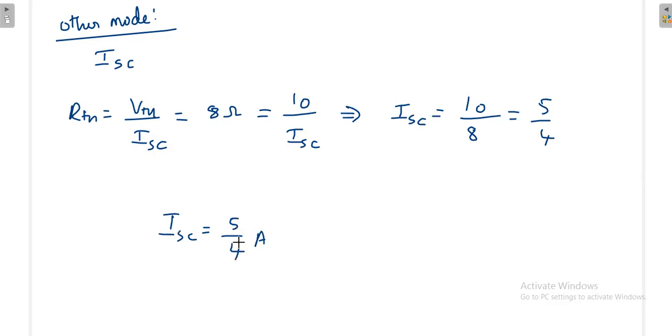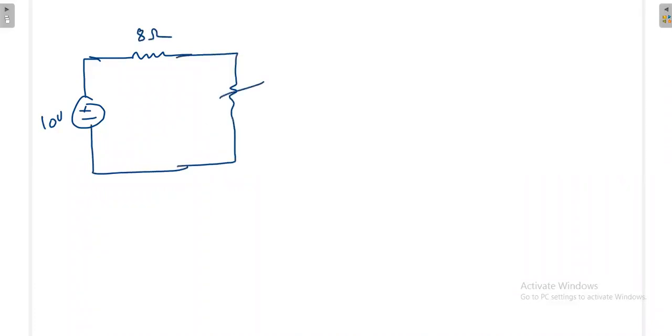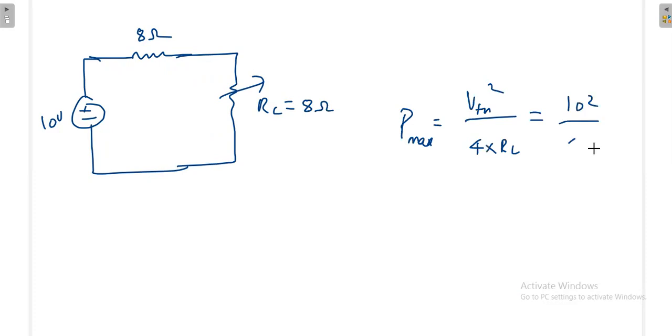So finally we have calculated V Thevenin and RThevenin. Then we can easily calculate the maximum power transfer to the load. The V Thevenin is 10 volt, and this is 8 ohm. And this is RL, and again RL should be 8 ohm. Then what is the maximum power transfer to the load? That is V Thevenin square divided by 4 into RL. 10 square divided by 4 into 8, which is 3.125 watt. So this is the final answer.